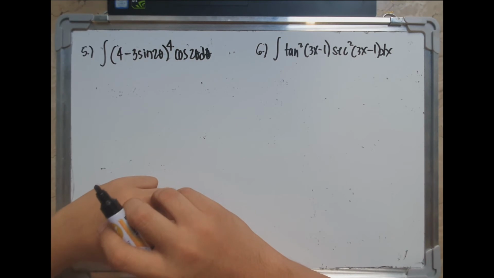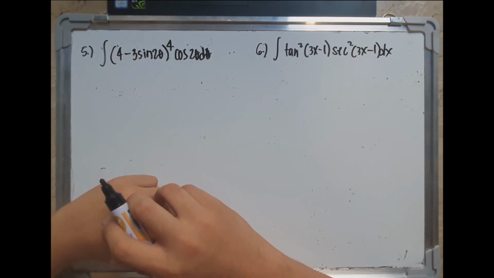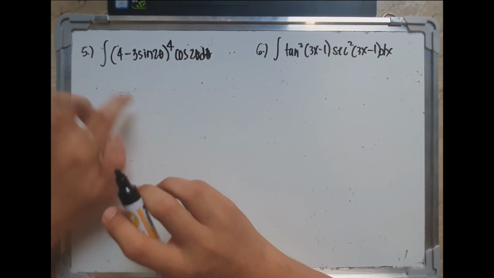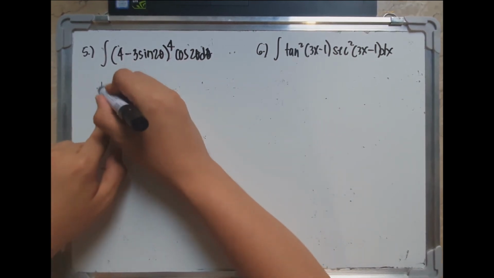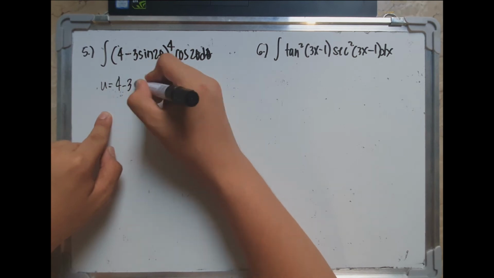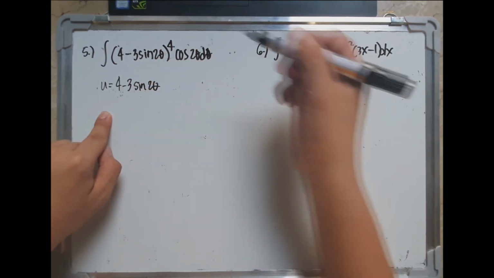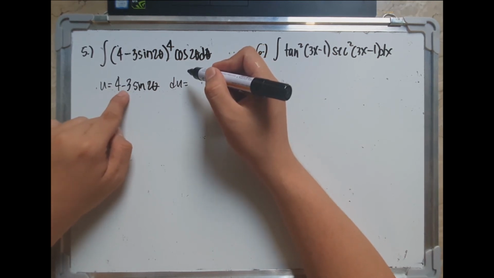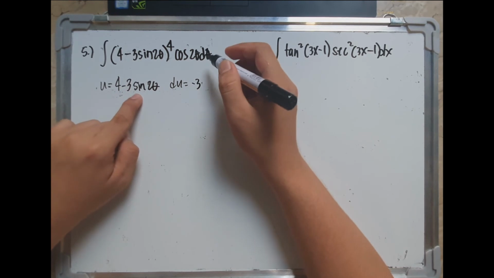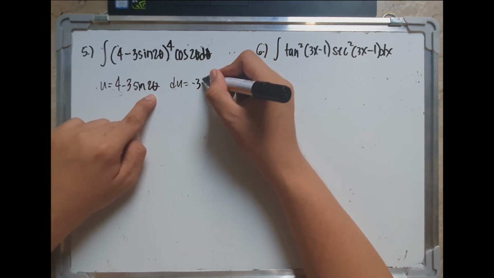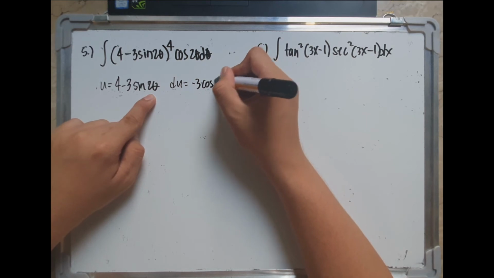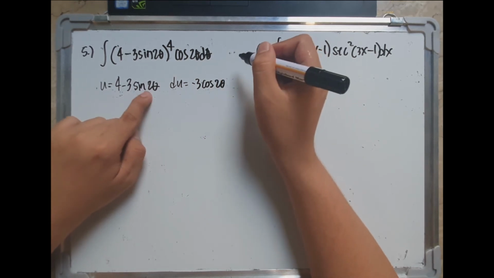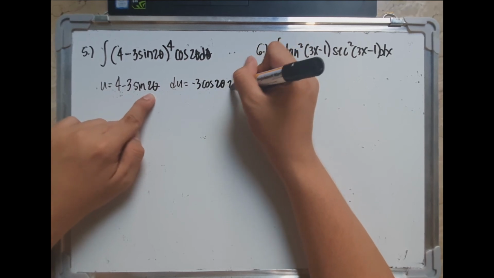We have the integral of the quantity 4 minus 3 sine 2 theta, quantity raised to the power of 4, cosine 2 theta d theta. Okay, now obviously we could choose this one as the u, 4 minus 3 sine 2 theta. The derivative of that, the derivative of 4 is 0, minus 3. The derivative of sine 2 theta, that is cosine 2 theta. The derivative of 2 theta, that is 2 d theta.